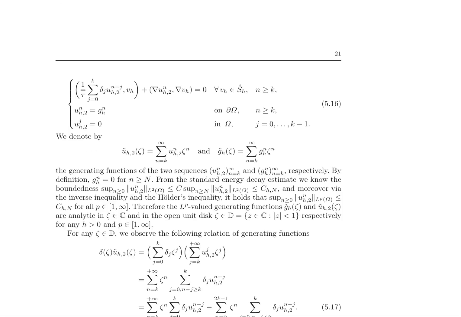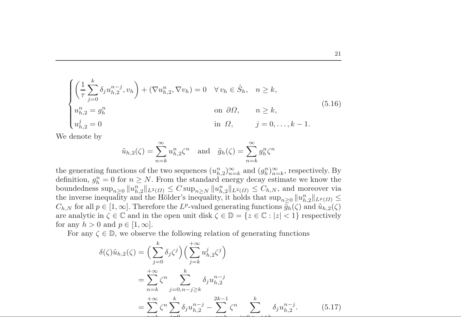The authors propose a generating function approach to analyze the BDF-k method for solving parabolic partial differential equations. They define generating functions U_2(zeta) and G_h(zeta) as infinite series expansions of the sequences u_n^h,2 and g_n^h, respectively. These functions are analytic in the open unit disk D and the complex plane C, respectively, for any h greater than 0 and p in [1, infinity].